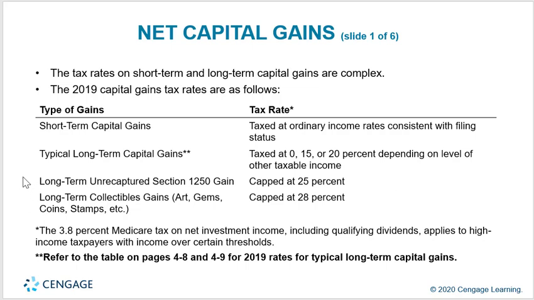Long-term unrecaptured Section 1250 gain is capped at 25%, and long-term collectible gains are capped at 28%. The 3.8% Medicare tax on net investment income, including qualifying dividends, applies to high-income taxpayers with income over certain thresholds. So refer to the table on pages 48 and 49 for 2019 rates for typical long-term capital gains.